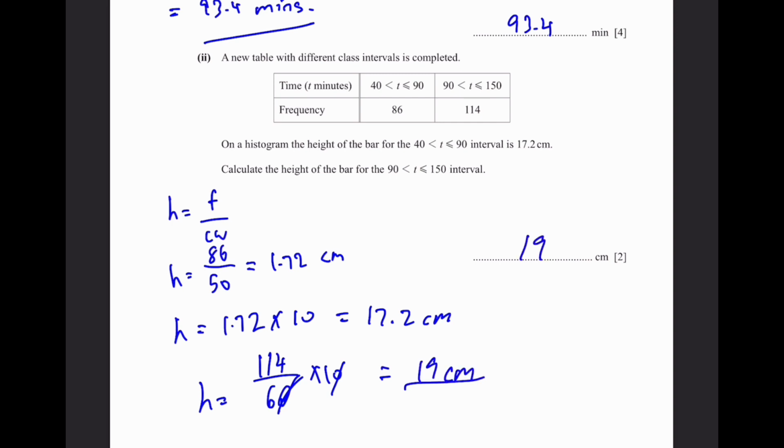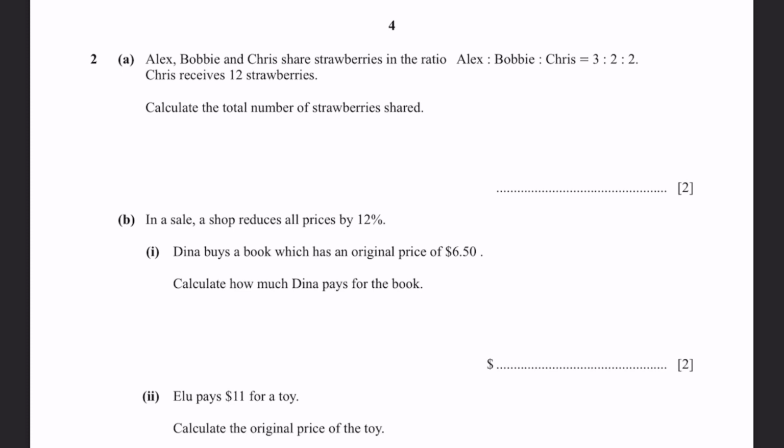That's the answer. Question 2a. Alex, Bobby, and Chris share strawberries in the ratio Alex : Bobby : Chris = 3 : 2 : 2. Chris receives 12 strawberries. Calculate the total number shared. So 3 : 2 : 2 means when we add all of this, we get 7 parts.